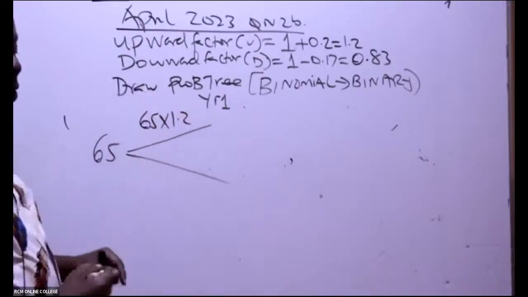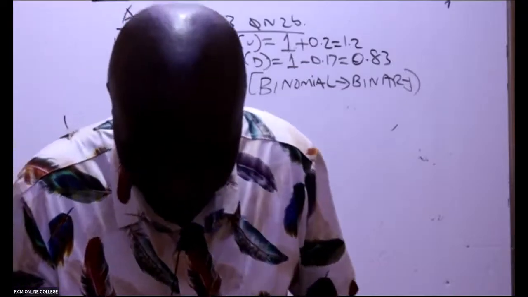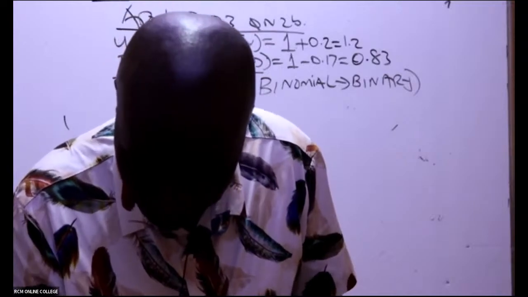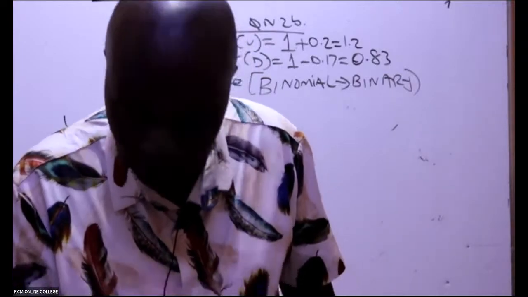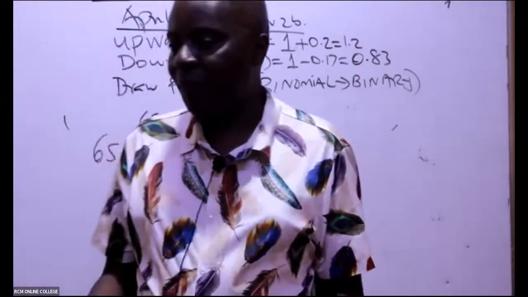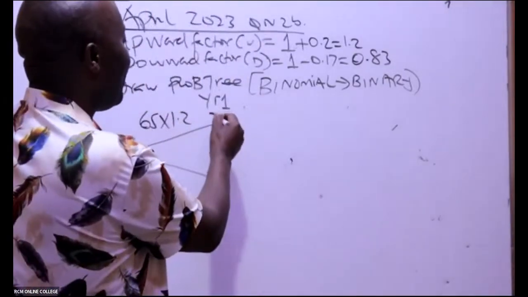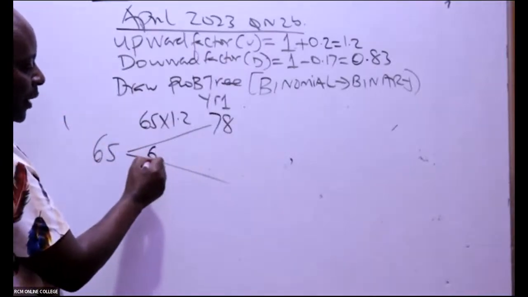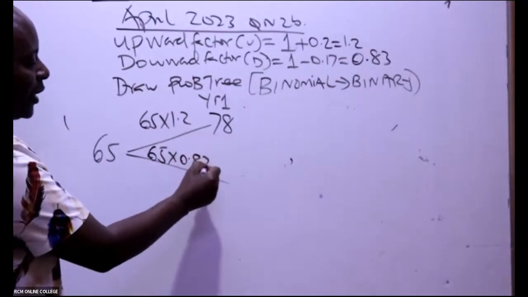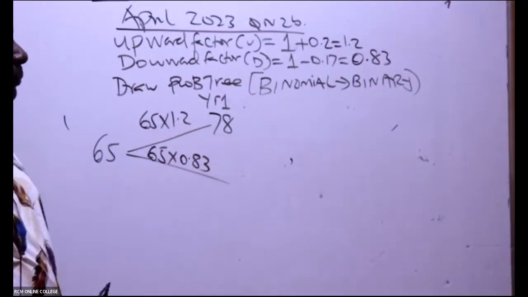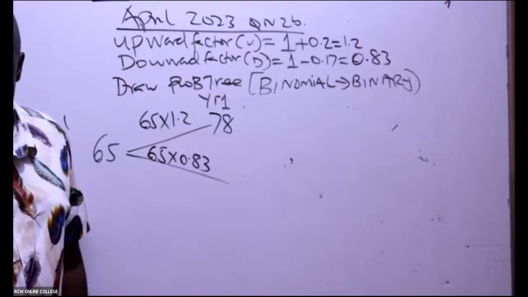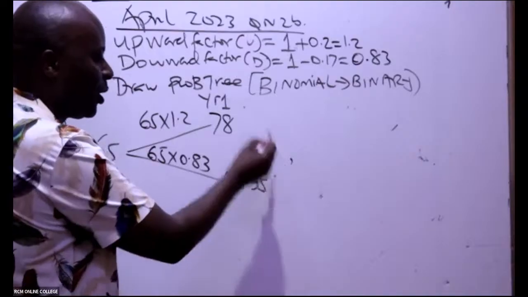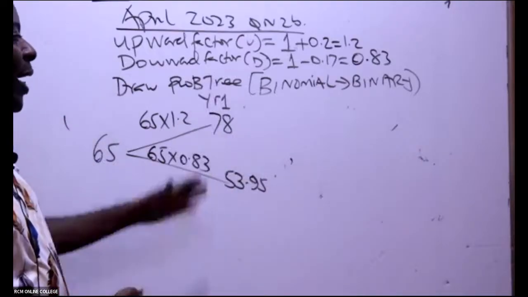Have you seen where I got 65 from? Yeah, it is given in the question. We are told that currently, meaning today, it is trading at 65. So somebody is giving me a figure of 78. And then, should it go down, it will be 65 times 0.83. Can somebody give me this figure? 53.95, right? Thank you so much. So that is the end of year 1.